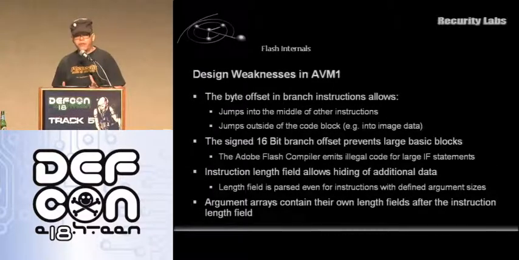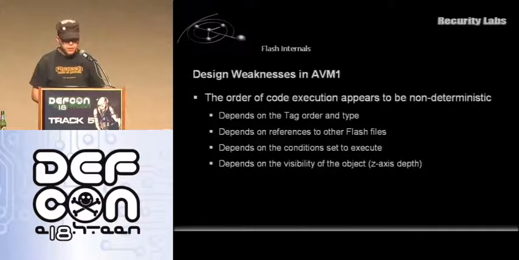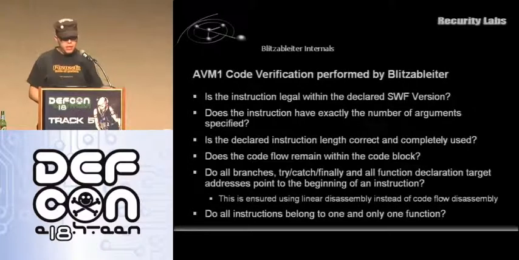The various length fields in the instruction set allow you to hide a lot of data in the tail of the instruction, and that's commonly done in Flash code obfuscation software. So, as I said, the order of code execution is highly dependent on where the shape of the code currently is. So this is where Blitzableiter comes in and disassembles the whole thing and verifies a lot of things.